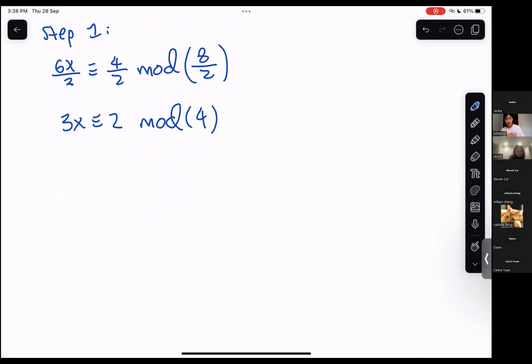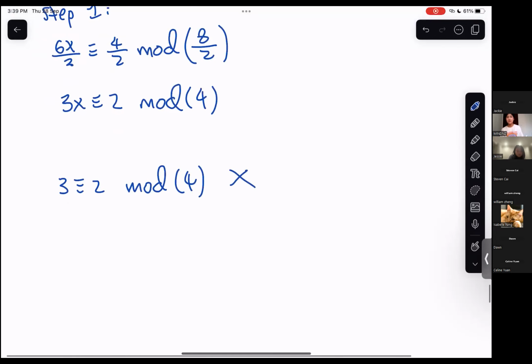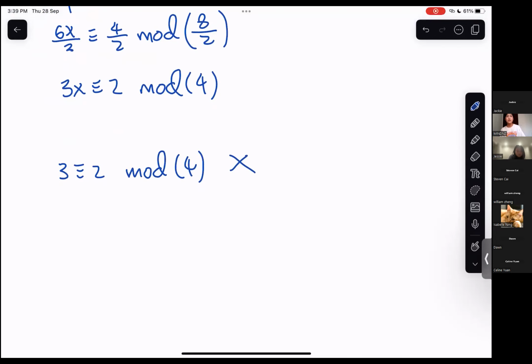Say we substitute 1. So is 3 congruent to 2 mod 4? Well, obviously not, right? Because 3 leaves a remainder of 3 and 2 leaves a remainder of 2, and they just aren't equivalent.